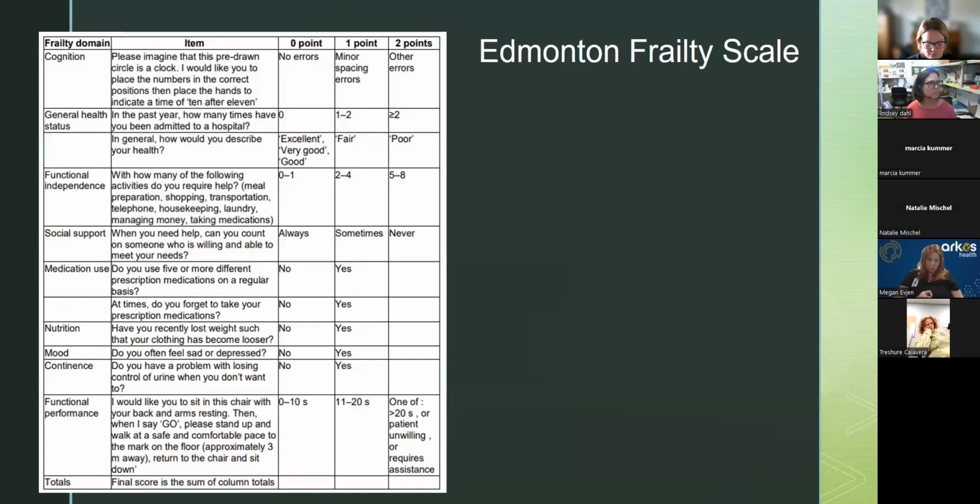Here's the Edmonton Frail Scale. So it has a lot more questions that go into what you're doing with your ADLs. How do you consider your general health?